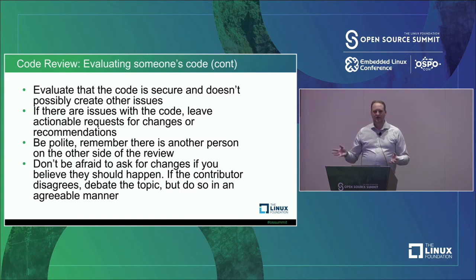Now, there might be some edge cases that slip by you. That's going to happen. We're all human. Hopefully, your CI system might be set up in a way to actually start catching those for you, though. If there's issues with the code, leave actionable requests. I've seen this a lot in the nearly decade I've been doing release engineering at the Linux Foundation.